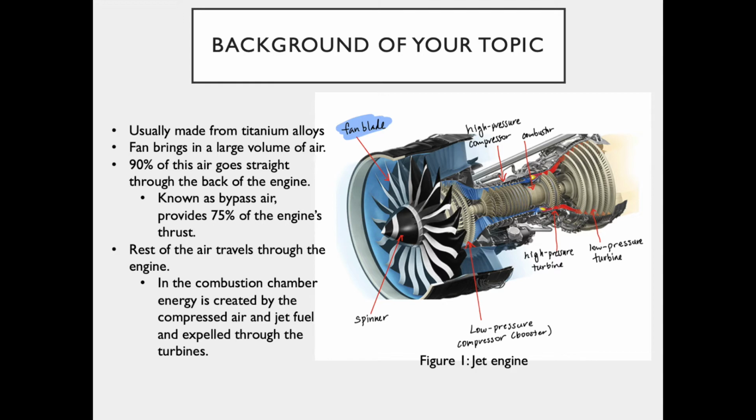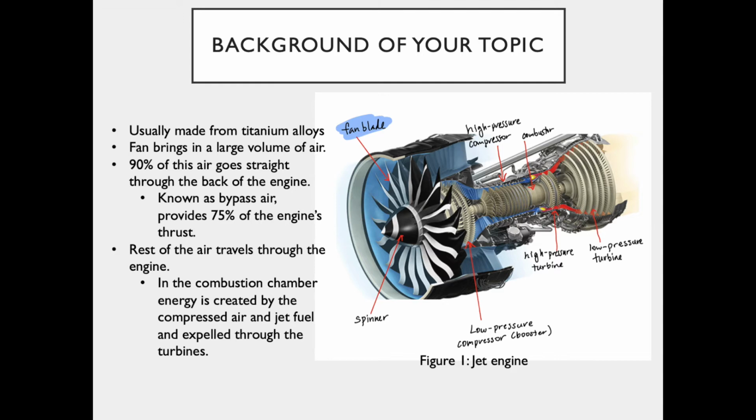Fan blades are usually made from titanium alloys, or in some cases nickel-based superalloys, and the fan brings in a large volume of air. 90% of this air goes straight through the back of the engine, and that is known as bypass air, and that provides 75% of the engine's thrust.